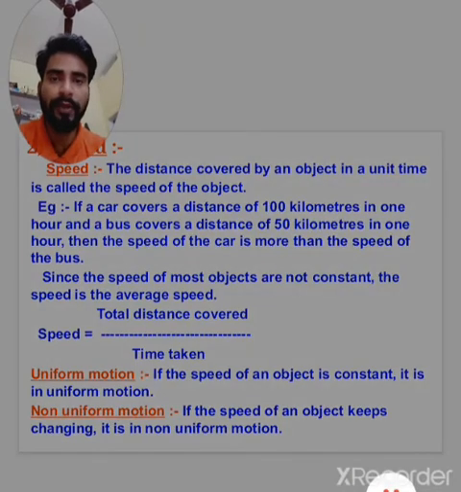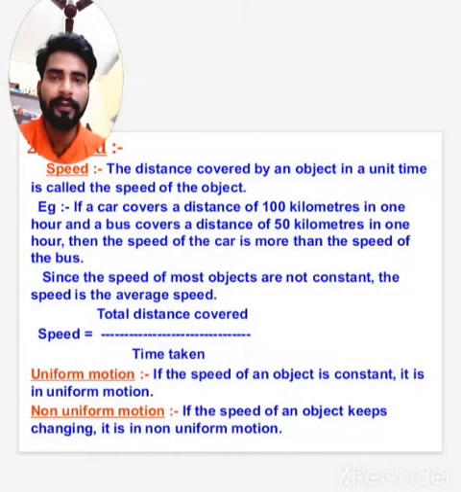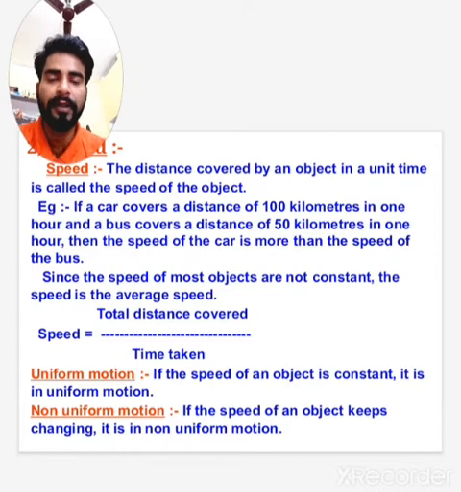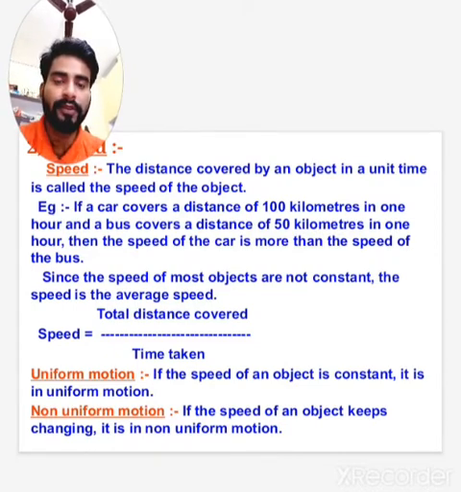The next thing is uniform and non-uniform motion. Uniform means constant: the body is moving constantly, covering equal distances in equal intervals of time. In non-uniform motion, the body is covering unequal distances in equal intervals of time.